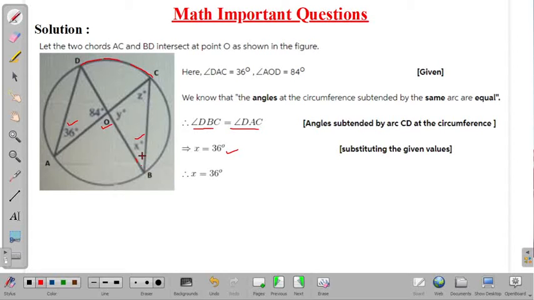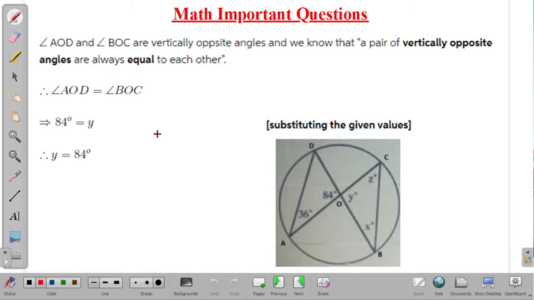Now we have to find the values of y and z. Again, chord AC and chord BD are intersecting at point O, and we know that the pair of vertically opposite angles formed by two intersecting lines are equal. So angle y will be equal to 84 degrees. These two angles are vertically opposite angles, so y is equal to 84 degrees.